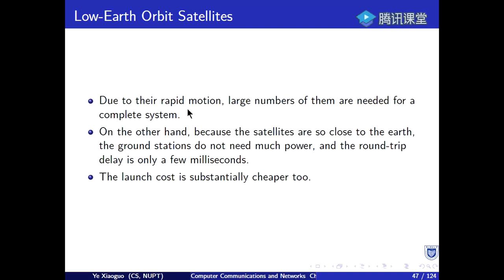Low Earth orbit satellites, due to their rapid motion, large numbers of them are needed for a complete system. On the other hand, because the satellites are so close to the Earth, the ground stations do not need much power. The round trip delay is only a few milliseconds. So LEO satellites have many advantages because the round trip delay is very low, only a few milliseconds. And the launch cost is substantially cheaper too.